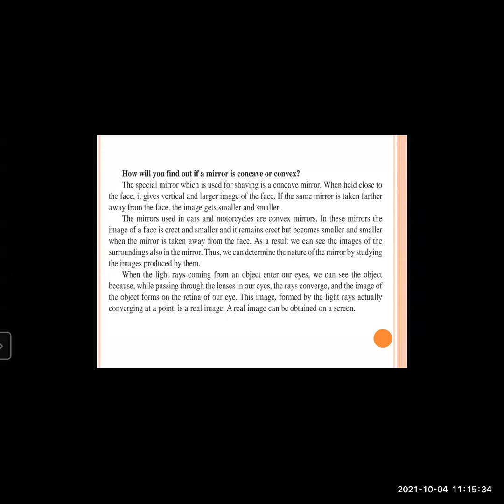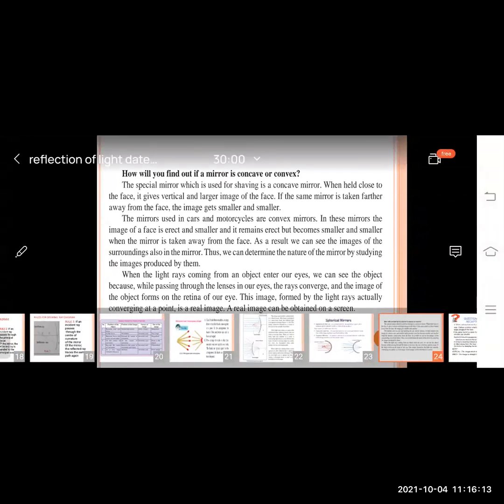For understanding these things, first you have to be able to identify what is convergence and divergence. When the light rays coming from an object enter our eyes, we can see the object because while passing through the lenses in our eyes, the rays converge and the image of the object forms on the retina of our eye. The image formed by the light rays actually converging at a point is a real image. A real image can be obtained on the screen, while a virtual image seems to be behind the screen. I hope you understand convergence and divergence.